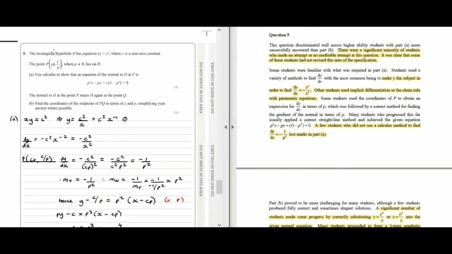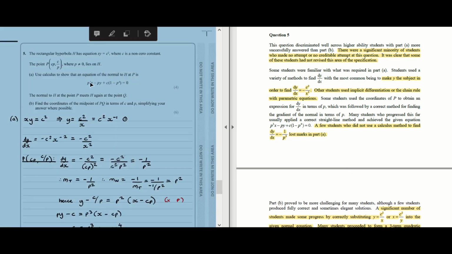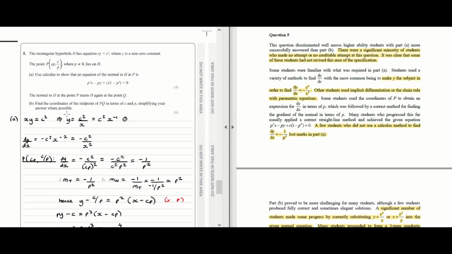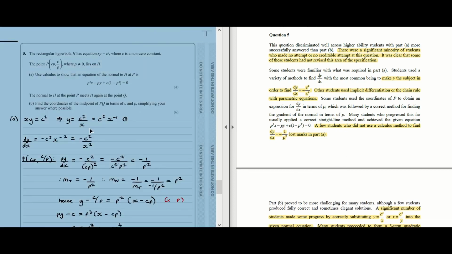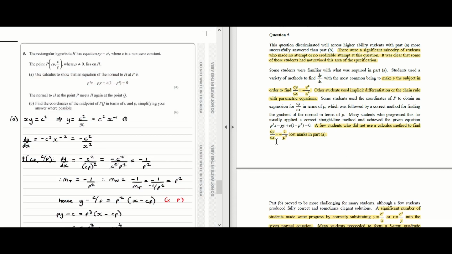So to begin with, students used a variety of methods to find dy over dx, because we want to find the normal. So one of the ways you could do that was to rearrange for y and then differentiate. That was probably the easiest way. There were other methods, such as using implicit differentiation, or the chain rule with parametric equations. Some students used the coordinates of p to obtain an expression for dy over dx in terms of p, which was followed by a correct method for finding the gradient of the normal in terms of p. Many students who progressed this far usually applied the correct straight line method and achieved the given equation.